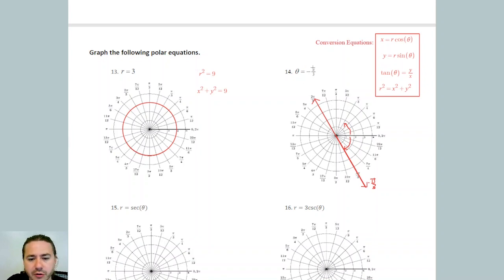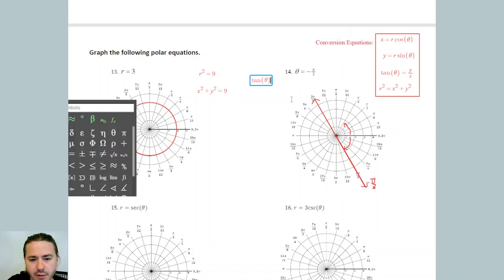If you're curious what the rectangular equation would be, we would get there by taking the tangent of both sides, and then we would evaluate. So tangent of negative pi over 3 would be like that.